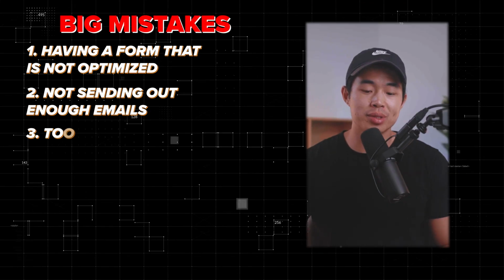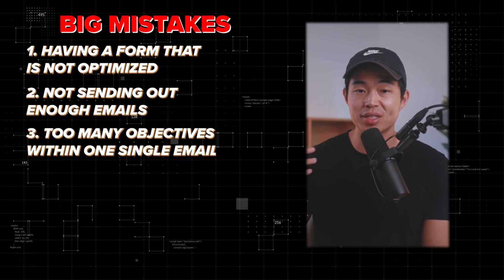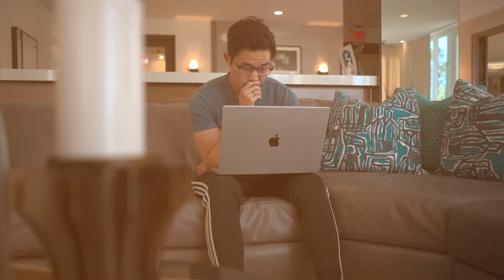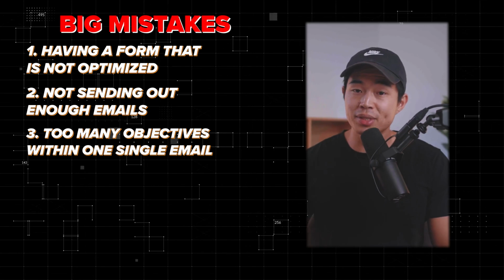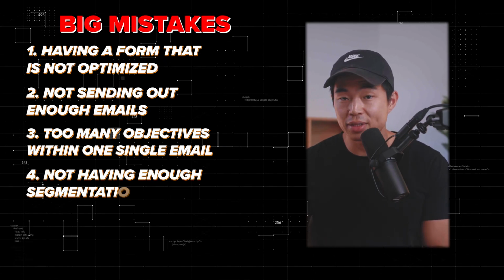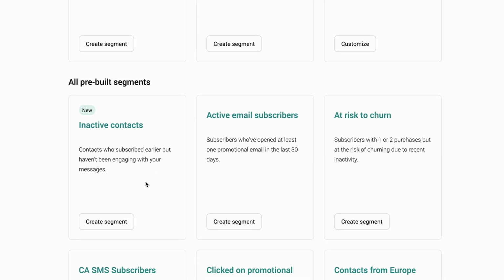Another mistake that people do is they have too many objectives within one single email. If your email is not clear, if there's not just one sole objective, then it's going to be confusing and no one's going to actually take action. Have your emails focused, have one key objective, and yeah, that really is the beauty of simple emails. Another huge mistake is just not having enough segmentation. You need to have segments. Go through the pre-built segments within Omnisend and start using a large number of those.